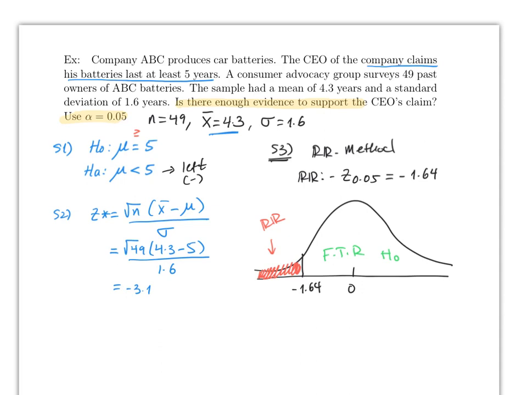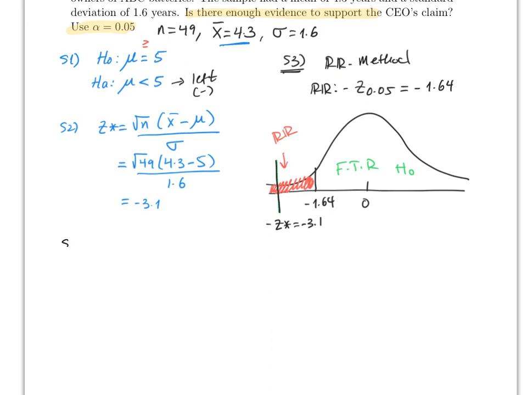To decide to reject or fail to reject is very, very simple. What is the value for Z star? Z star is negative 3.1. Is 3.1 in here or is 3.1 in here? Well, clearly it is right here, minus 3.1, which is in the rejection region. So therefore, the conclusion should be obvious. Step 4 is reject H0, which means the mu is less than 5.